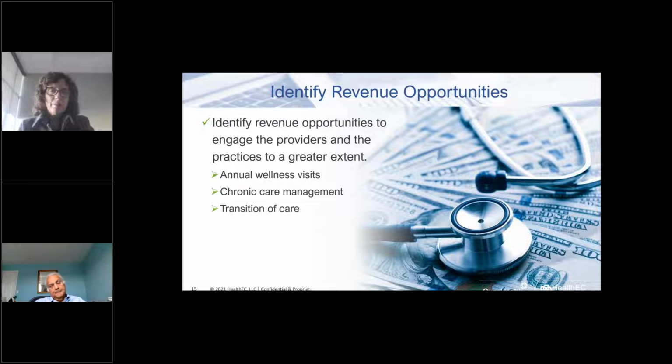The identification of revenue opportunities engages providers and practices for them to know that not only will they be able to offer improved quality of care, but they can reasonably expect that they become more efficient at it and more effective in reducing the cost of care. And so some avenues to think about are through the annual wellness visits, as well as chronic care management and transitions of care. If transitions of care are very solid, then there are many opportunities to reduce emergency room visits, to enhance communication and reduce readmissions.